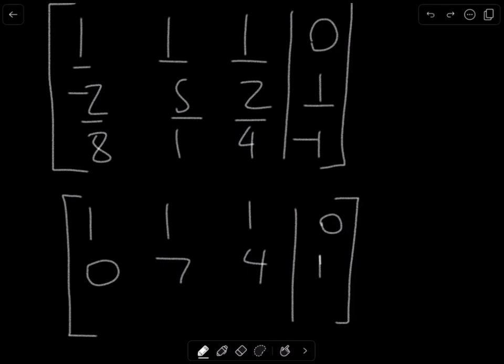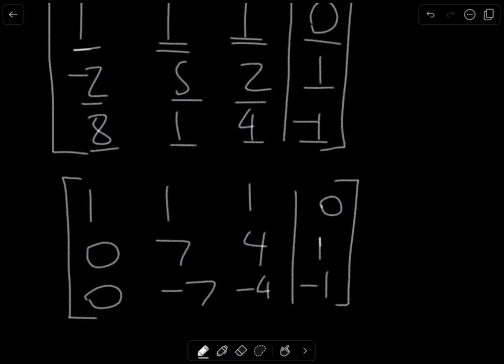So it'll be 8 minus 8 times 1, that's 0. 1 minus 8 times 1, that's minus 7. 4 minus 8 times 1, that's minus 4. And minus 1 minus 8 times 0, that is minus 1.